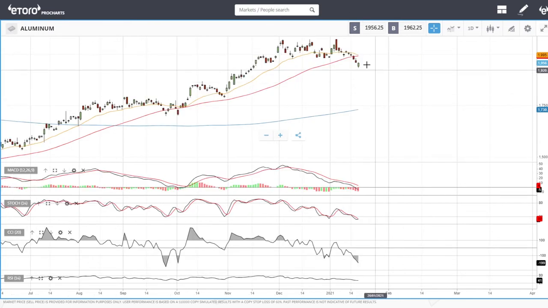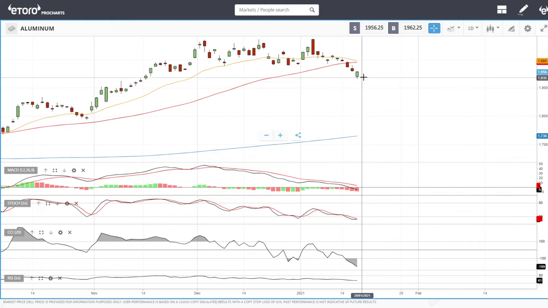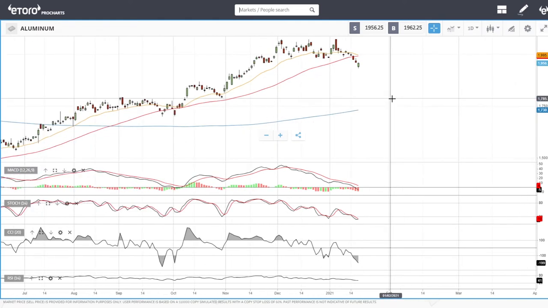So aluminium broke down significantly today and then rallied. So we gapped down and then rallied. And at this point, we are trading at 1956. So this is going to be really interesting.